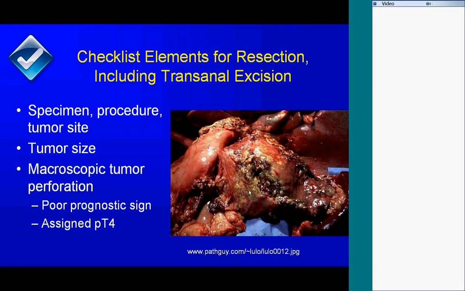If the colon has perforated proximal to an obstructing tumor, that is not perforation through the tumor, but you should report that in the comments section. Those patients, even though their tumor has not perforated, often have a very poor outcome because of sepsis and peritonitis and postoperative complications.